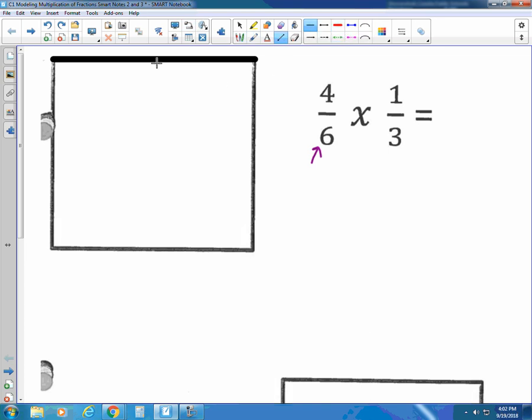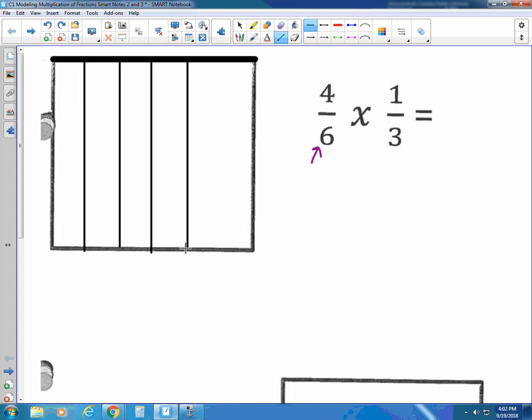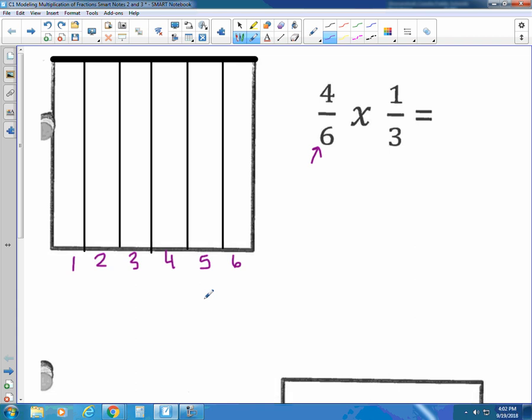Remember that however many spaces you need, you actually draw one less line. So I need 5 lines to make 6 spaces. Okay? So now I'm going to label those spaces: 1, 2, 3, 4, 5, and 6. Those are my 6 columns.